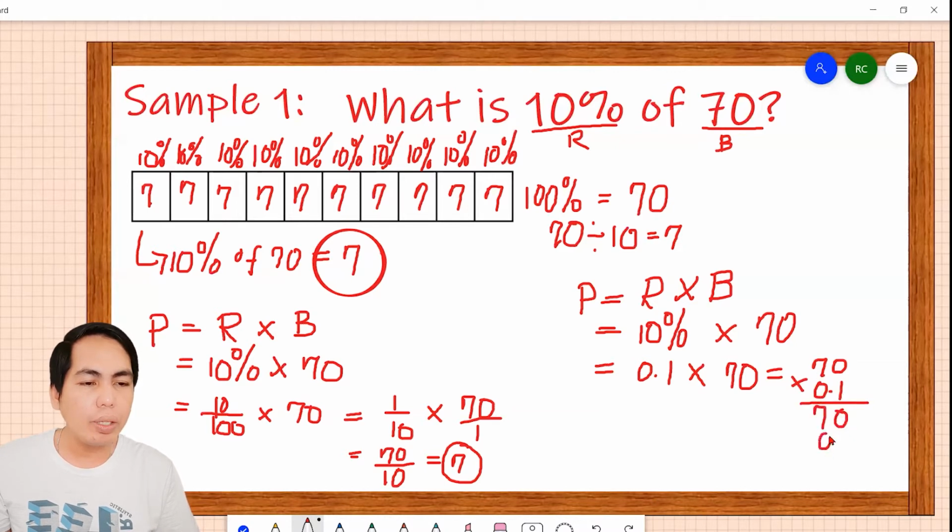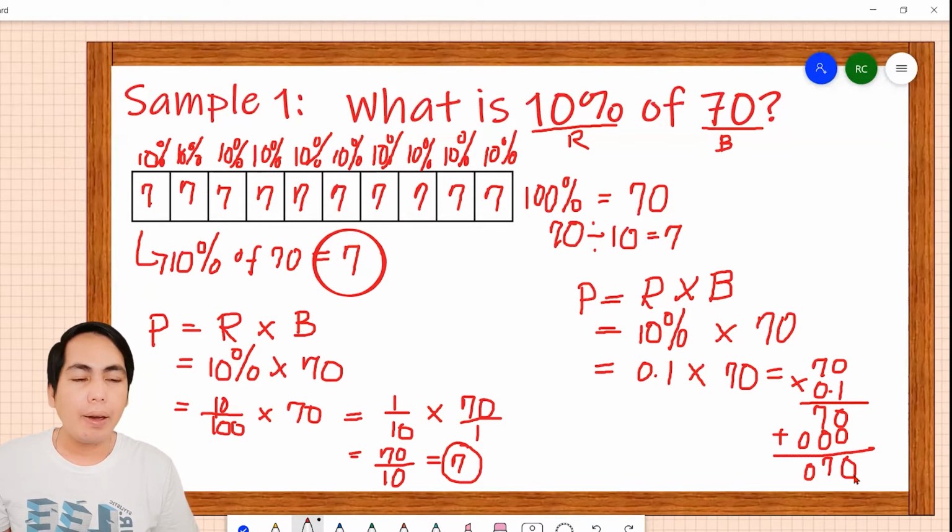0 times 0 is 0, 0 times 7 is 0, and then we are going to add our initial products. 0 plus 0 is 0, 7 plus 0 is 7, and then bring down 0. And then, we have to count how many decimal places we have in our factors. So 1, and then we count 1 digit starting from the right. So 1 decimal point. So our answer is 7.